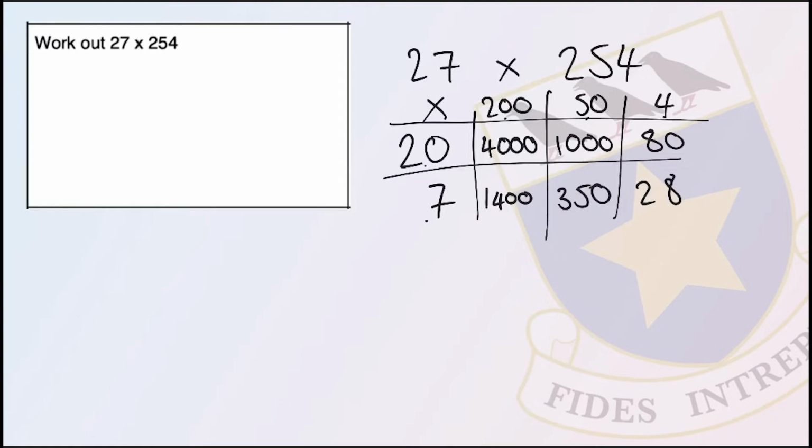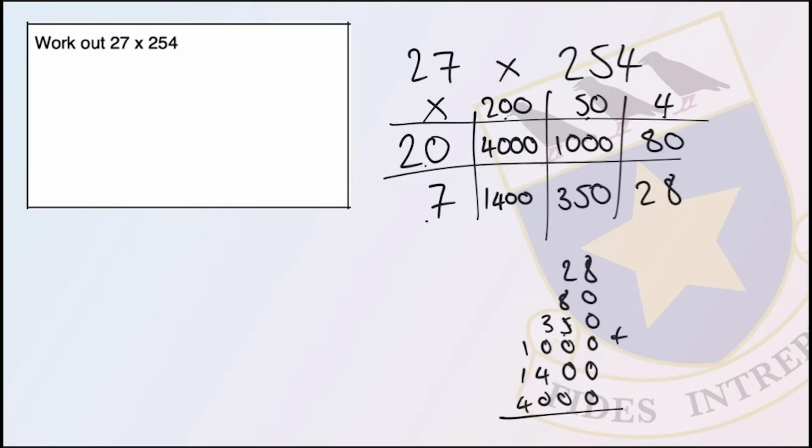And now we need to add together all of these parts. So we've got 28, 80, 350, 1,000. Oh, let's undo that and make sure that it's labelled properly. 1,000, 1,400, and 4,000.